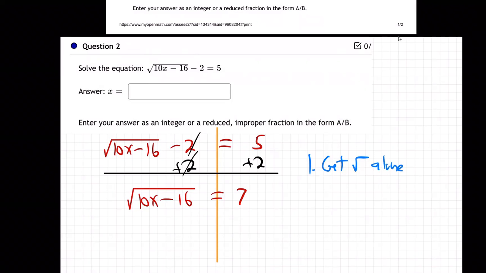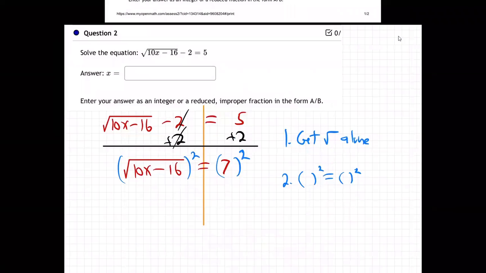And now I need to get rid of that root. And what's going to do that is parentheses second power, parentheses second power, on the two sides. And what that does is that makes 2 of them, right? You know what a 2 power does? It means 2 of them. So this is going to be square root, multiplied together of 10x minus 16, 10x minus 16.